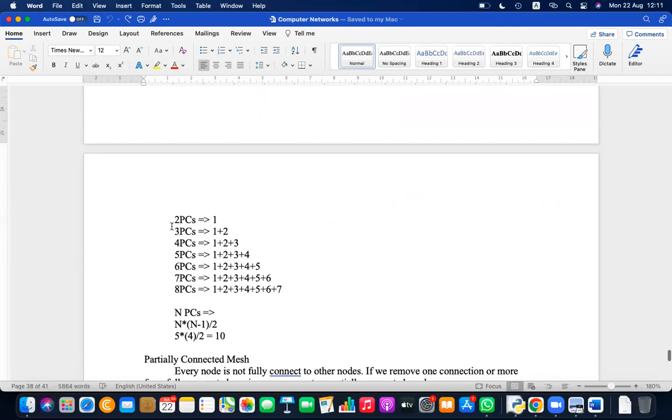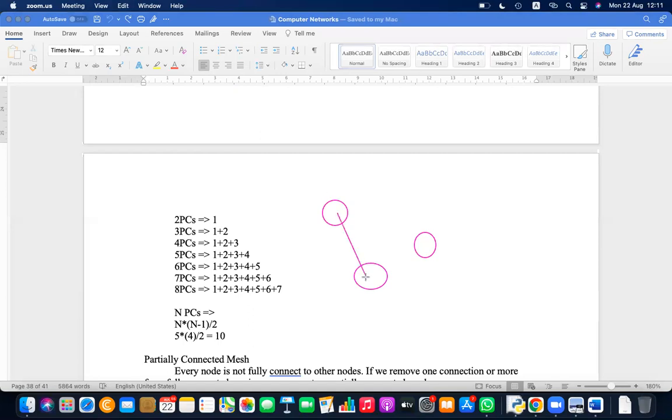Here, with 2 pieces, only 1 line is enough. Then these are triangular numbers. With 3 pieces, 1, 2, 3, you need 1 line, 2 lines, and 3 lines altogether. Let's say another PC comes, the 4th PC. Due to the introduction of the 4th PC, another 3 lines will be introduced: altogether 6 lines. Then 5 PCs, 6 plus 4, 10 lines. 6 PCs, 10 plus 5, 15 lines.